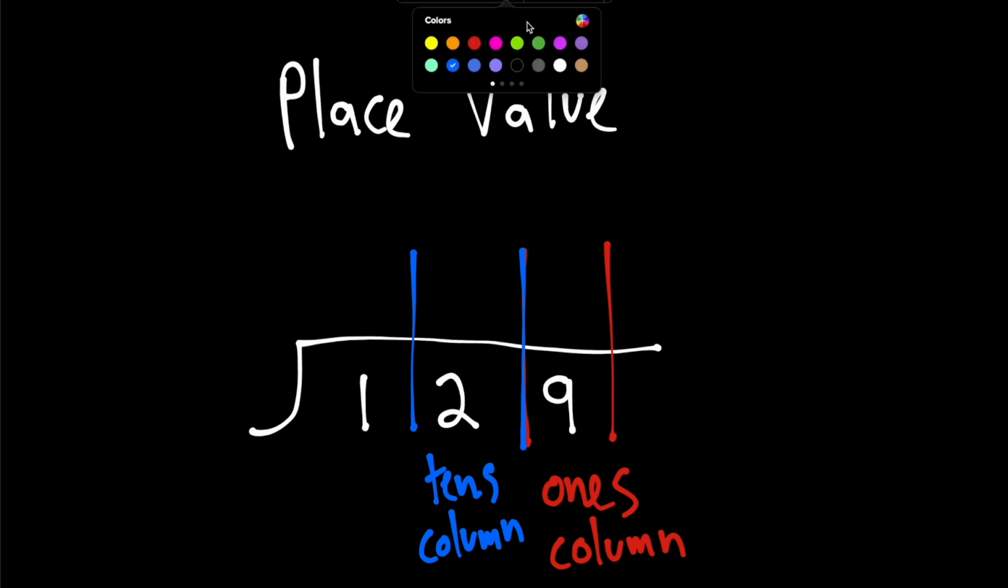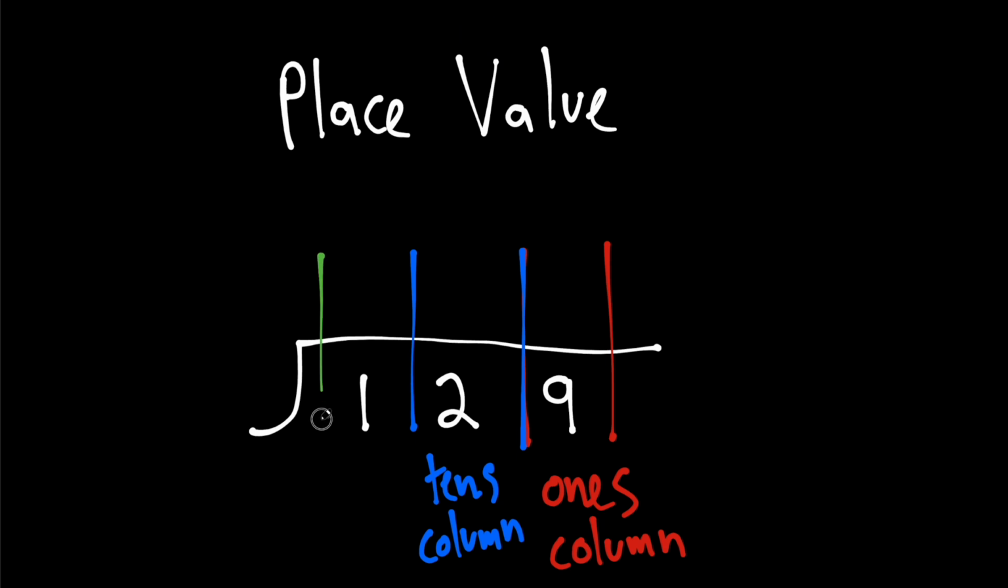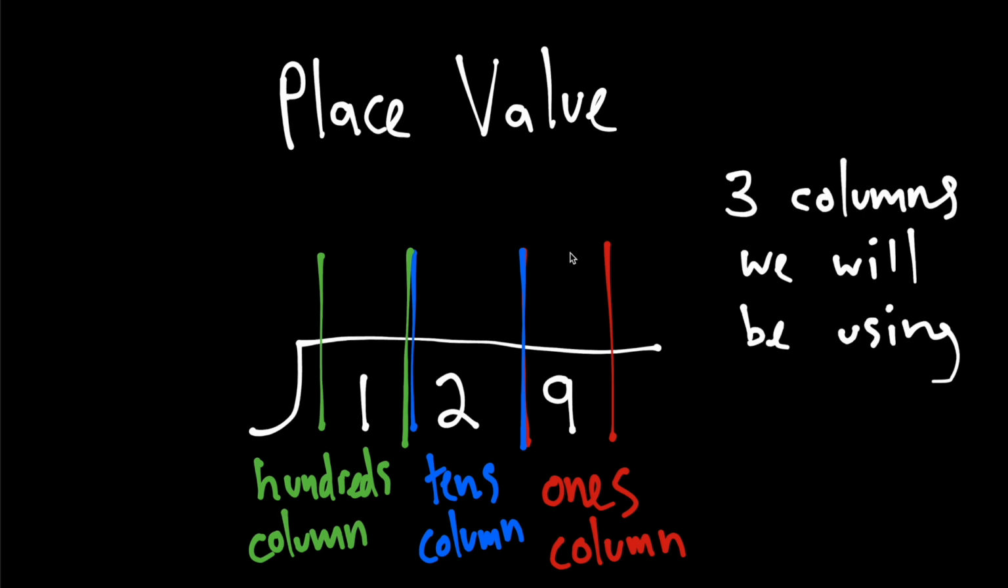One last color change, we'll go for green. And we'll move on to the final column. This is the hundreds column. Yep, just here, hundreds column. And we have a 1 in the hundreds column, so 100. If we have 100, 2 tens, and 9 ones, we get 129. So today we'll be using these three columns.